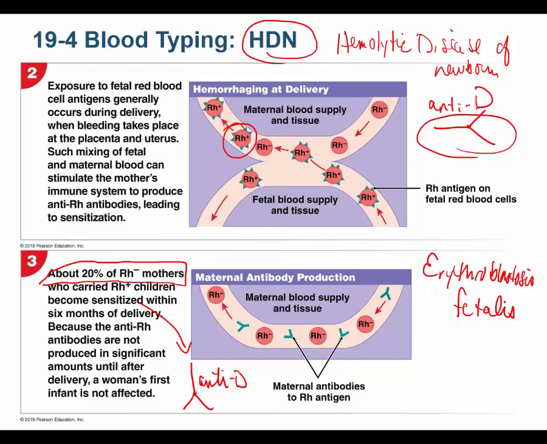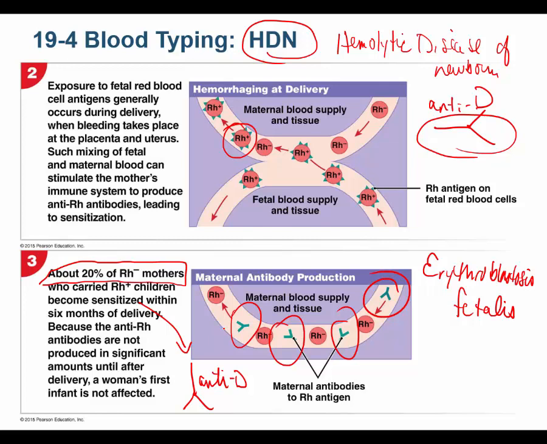Now, here's the deal. Probably the mom wouldn't hurt her first baby. Because you see, the first time an Rh negative mom has an Rh positive baby, it takes months to make a lot of those antibodies that I just circled. It takes months. So by the time the mom makes enough of those antibodies to really cross the placenta and hurt the baby, the baby is being born.